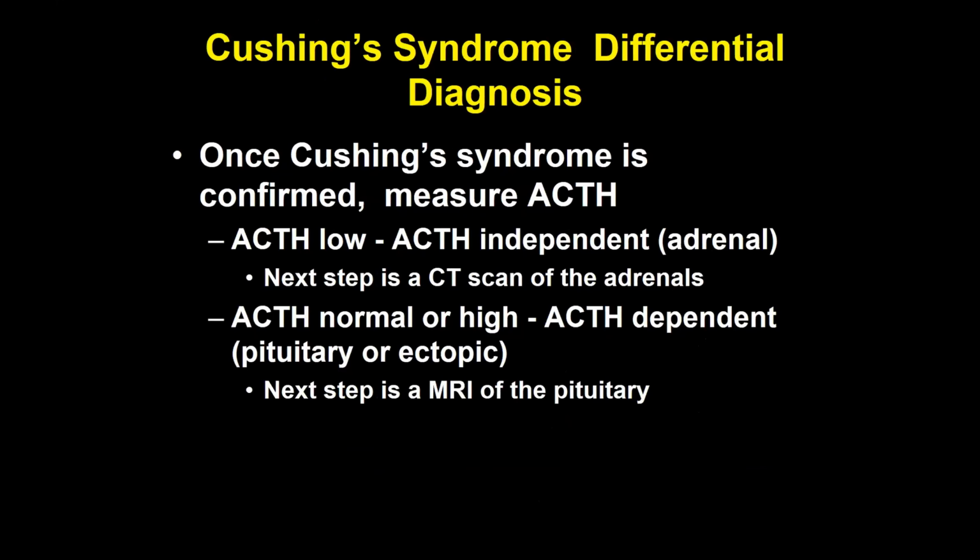So as I said, once we've measured the ACTH and really worked out where the underlying pathology is, the next step then is to move on with imaging, and that's either going to be imaging of the adrenals versus MRI of the pituitary, depending upon where the biochemistry is directing us. And I think that's the key message, that the biochemistry here really guides where we go with our imaging.